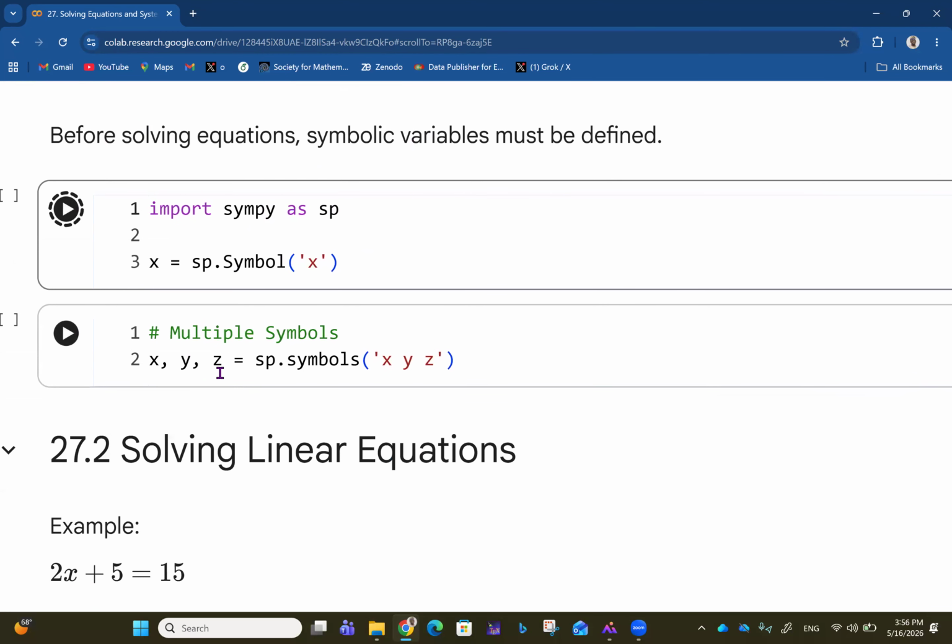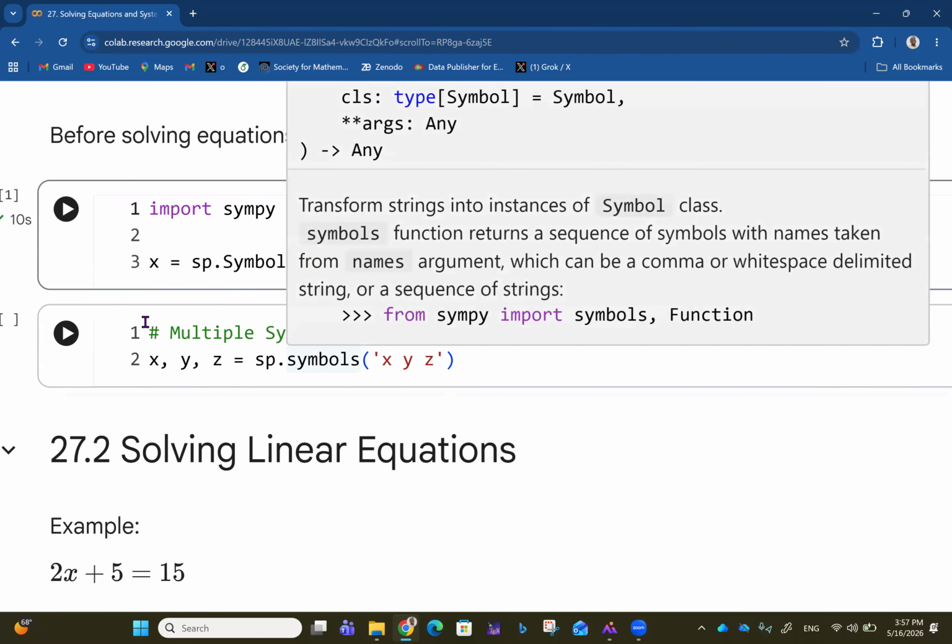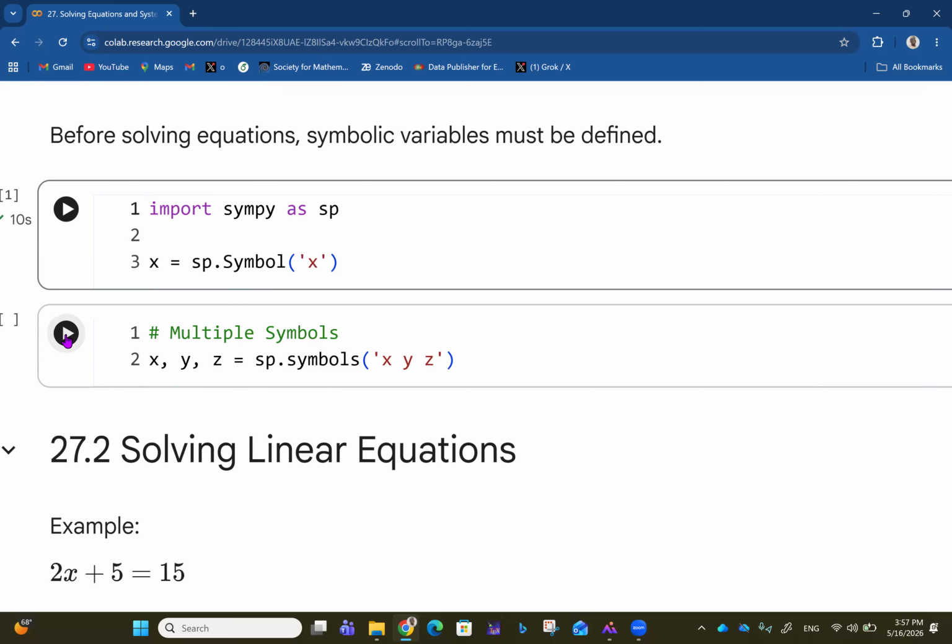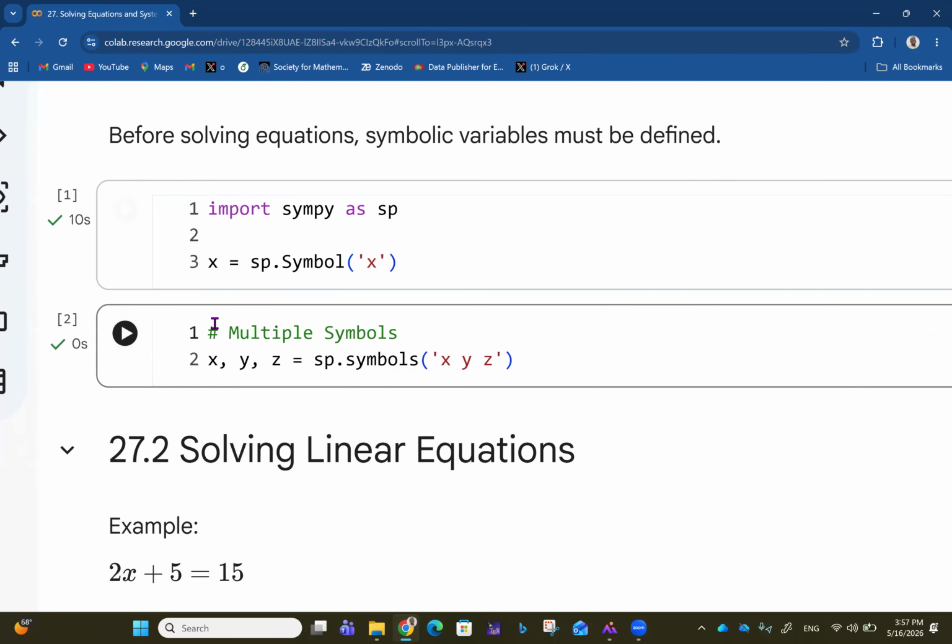Then you can also have multiple symbols. You can declare as many symbols as possible at once, like in this case where you have x, comma, y, comma, z, and then you have sp.symbols('x y z'). If you look at the two of them, you'll discover that when you declare one symbol, it is capital S for Symbol and it's not plural. The other one is small s but plural because you're declaring more than one symbol at the same time. So we run this also. It doesn't output anything because we've not told it to do that.